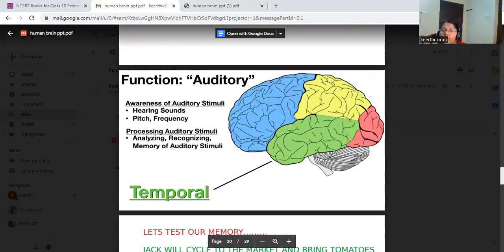So the temporal lobe, as I told you, handles auditory stimulus. That is whatever sound you are hearing. If you are hearing the sound of a vehicle, you can tell that it is a vehicle. Or if you are hearing birds chirping over the trees, you can tell that it is the beautiful voice of that bird, right? Whatever you are hearing, you can analyze and recognize the sound. That is because of the temporal lobe.